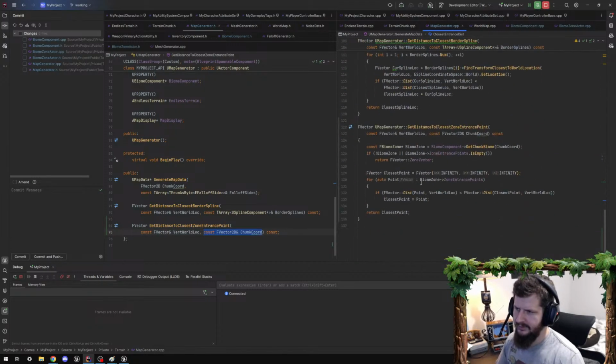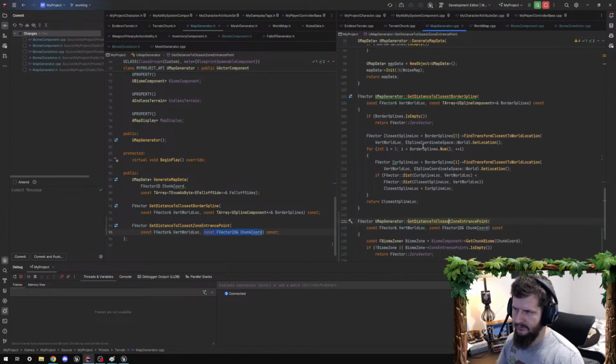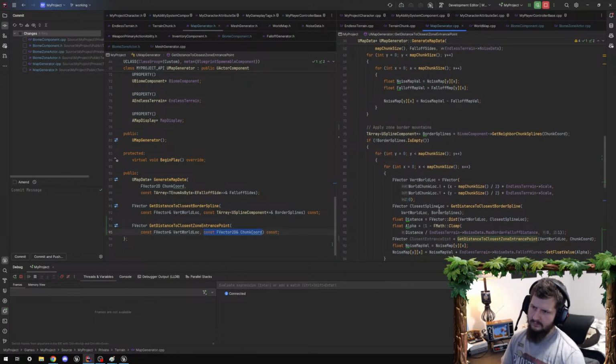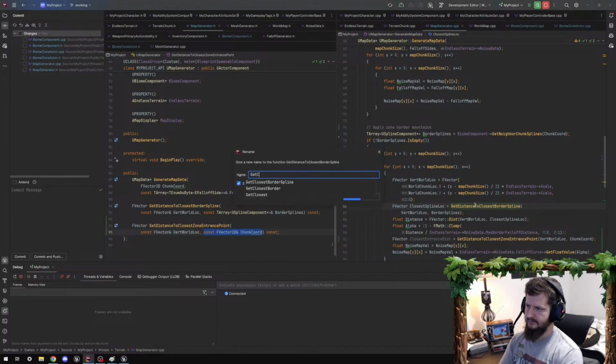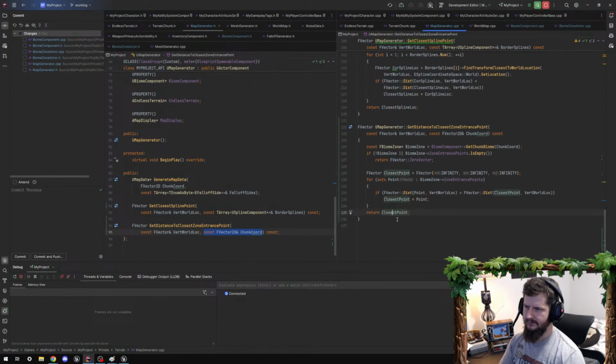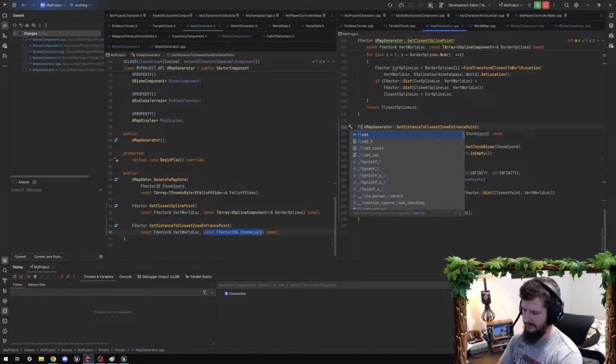Do I want to return the distance? Get distance to closest interest point? This should actually be named get closest to spline point. And then if I want to return, I'll need to return this at the very end. Should actually be a float.